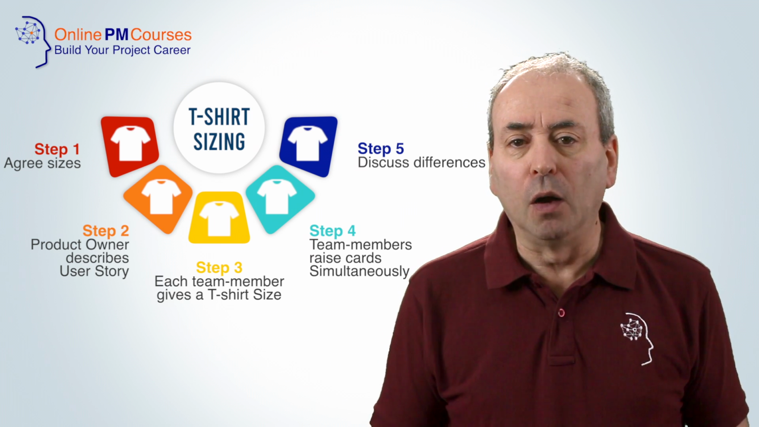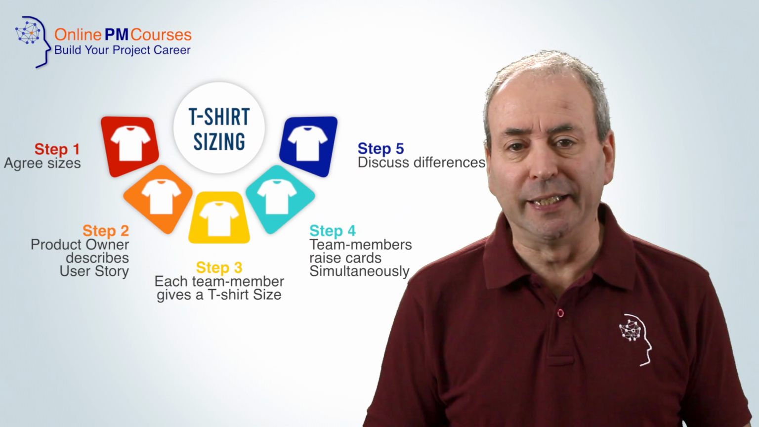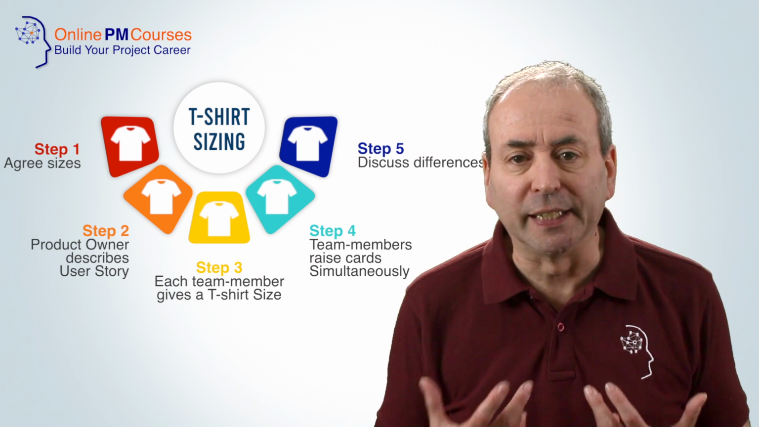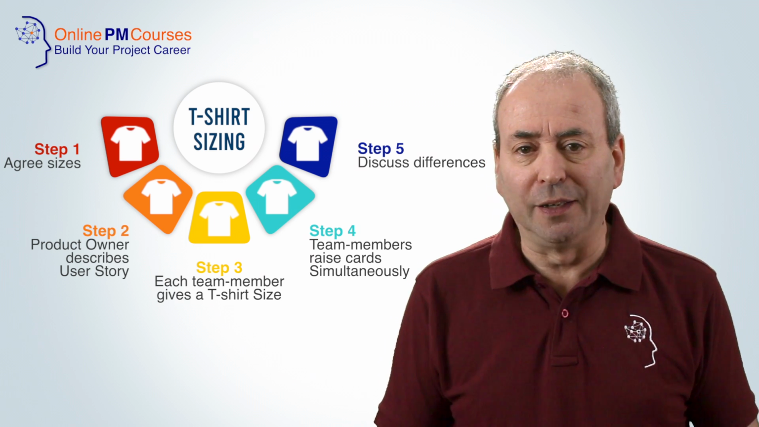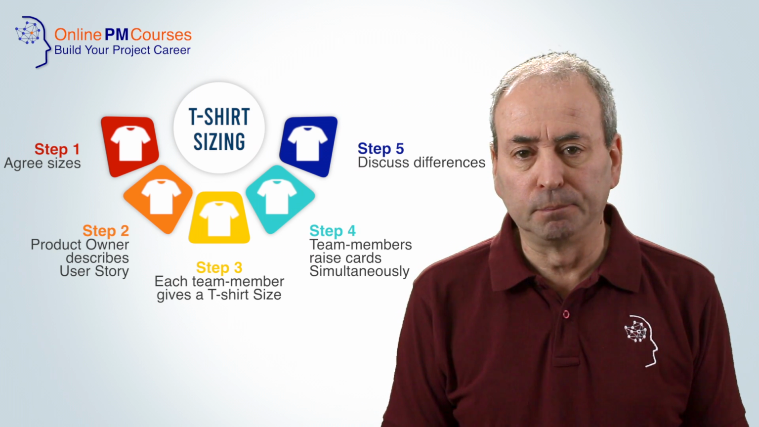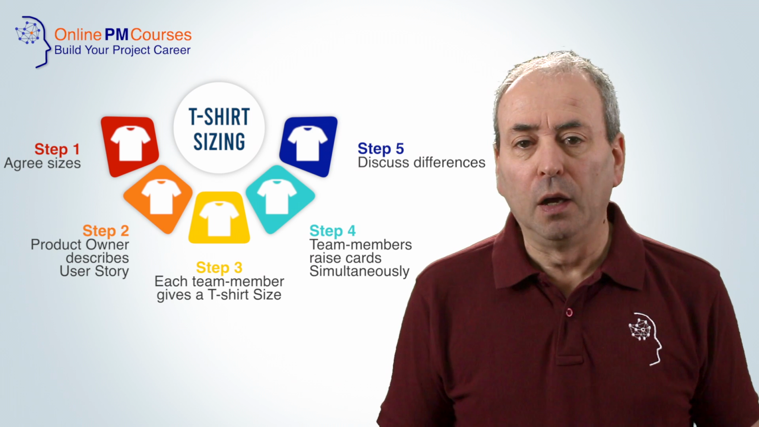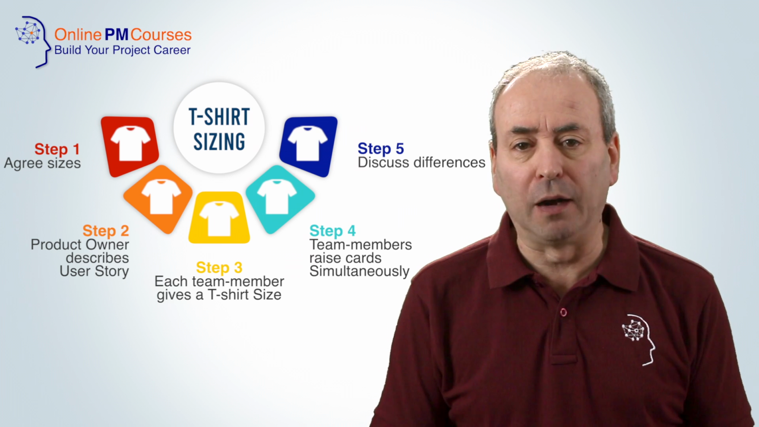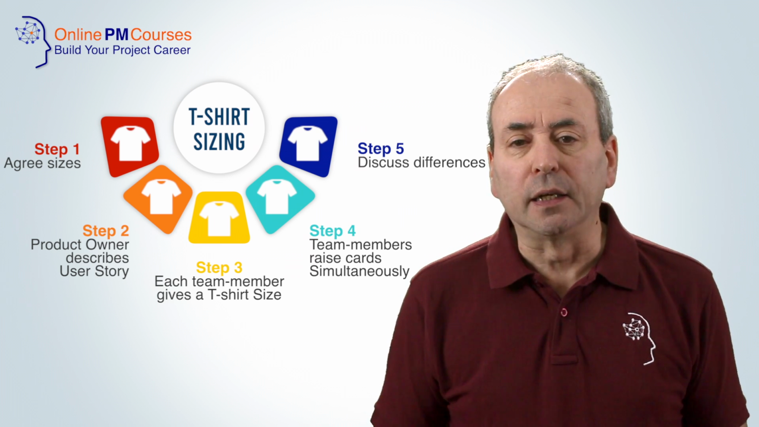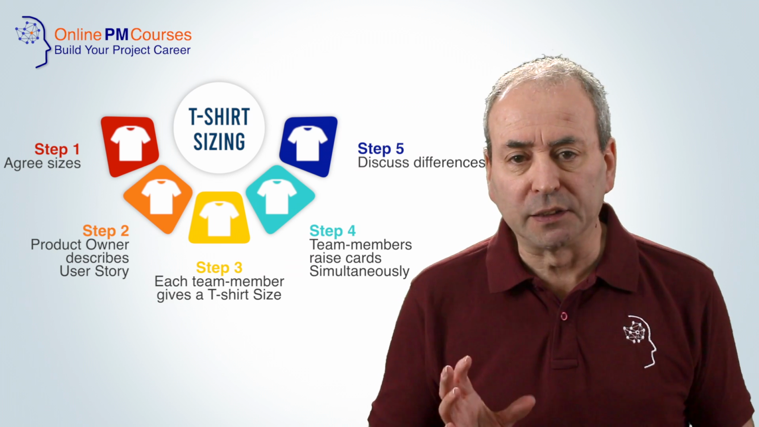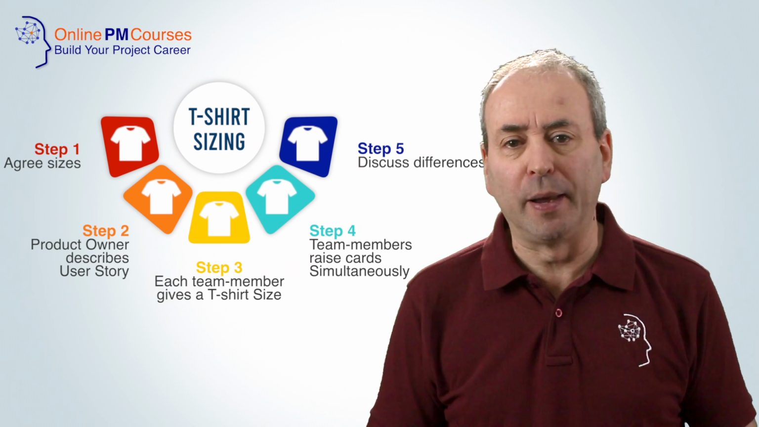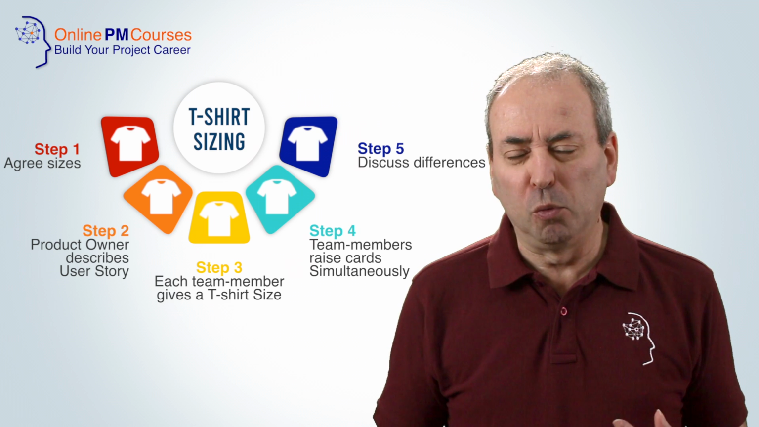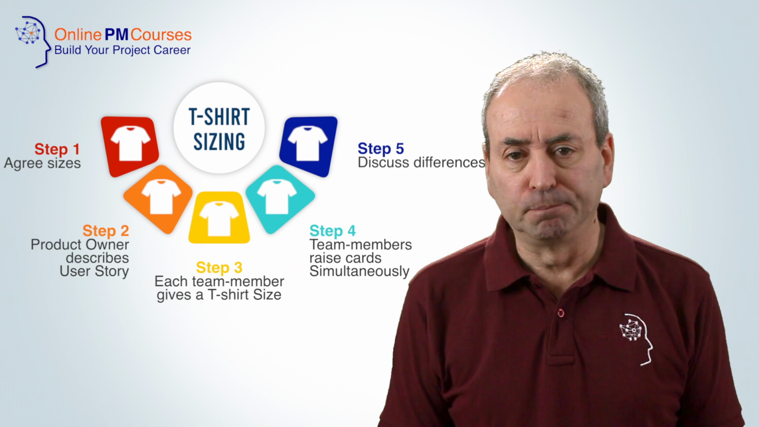Second, the product owner will describe a user story as clearly as they can. The development team will then ask the product owner as many questions as they need to get a full understanding of the user story and its requirements. From this, each developer will give the user story a t-shirt size based on their understanding of the requirement and the amount of work it will take. Critically, all of the developers will raise their cards simultaneously so that we get genuine independence of thought, rather than some developers shifting their opinion based on what they think other people might be thinking.